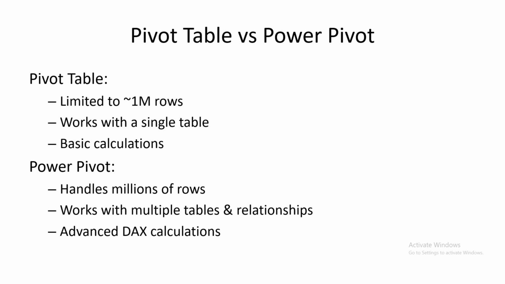Now let's see the difference between a normal pivot table and Power Pivot. A regular pivot table is limited to about 1 million rows and usually works with a single table. It only supports basic calculations. On the other hand, Power Pivot can handle millions of rows of data, connect multiple tables, and use advanced data analysis expressions functions. DAX means data analysis expression functions. This makes Power Pivot far more powerful for business intelligence reporting.